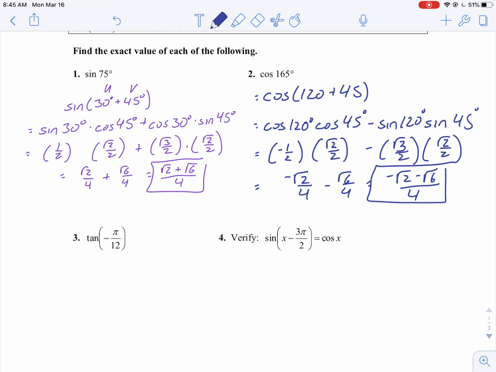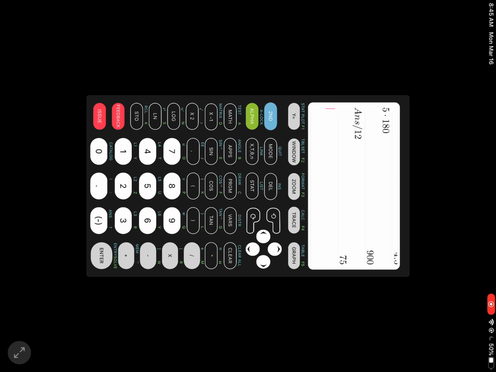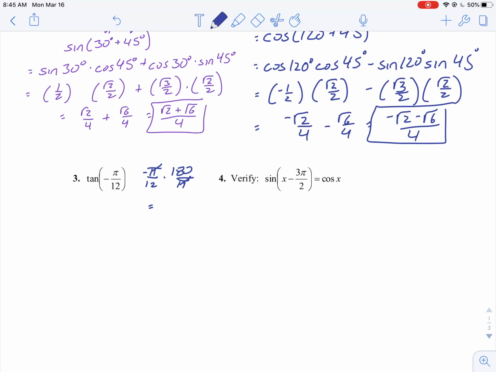Our next example, the tangent of negative pi over 12. Let's see, it might be easiest if you take negative pi over 12 and convert it into degrees. To convert radians into degrees, I multiply by 180 over pi. The pi's cancel. And if I go to my graphing calculator, 180 divided by 12 is 15. So, the tangent of negative pi over 12 is equivalent to the tangent of negative 15 degrees.